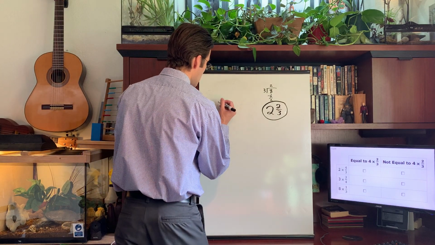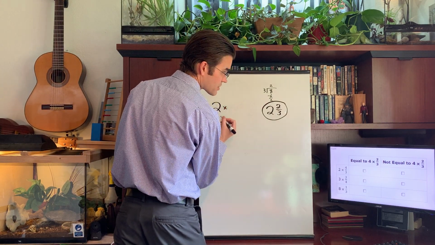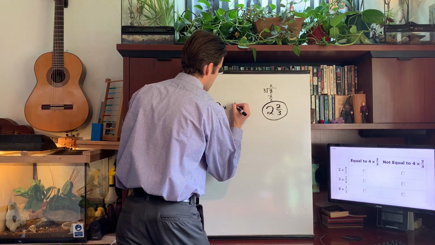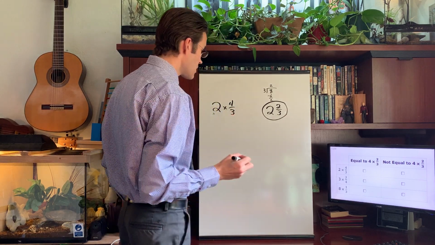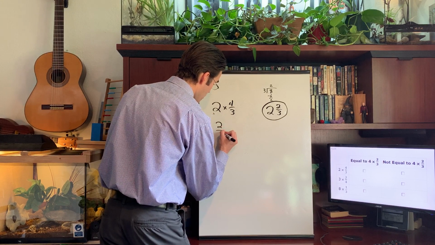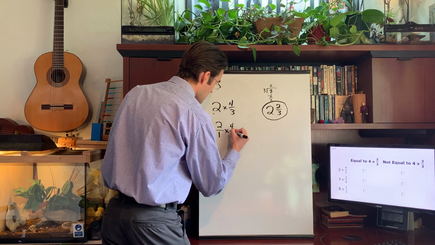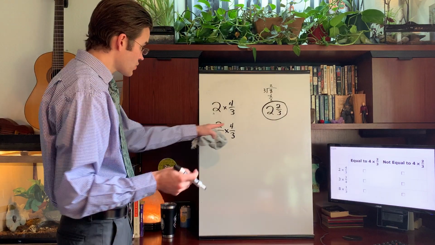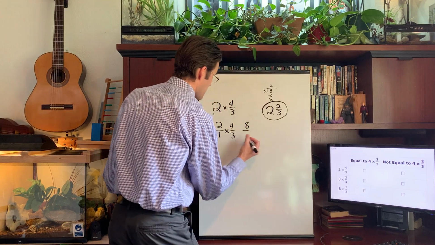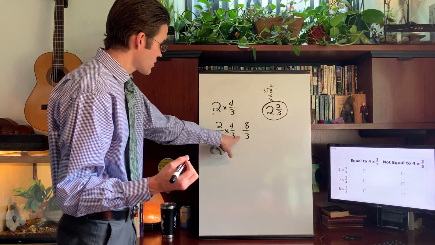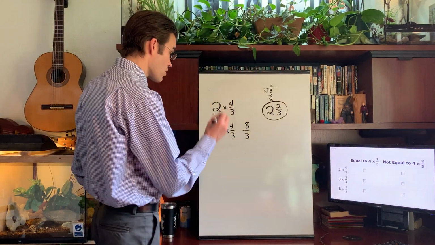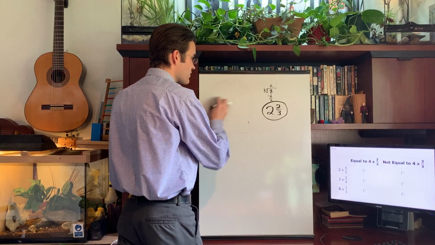So 2 times 4/3. 2 times 4/3. Here we go. Now, let's turn this into a fraction. So it's going to be 2 over 1 times 4/3. So 2 times 4 is 8. 3 times 1 is 3. Hey, look, it's the exact same. So this one here is equal. Okay, so see how we did that? We didn't even have to finish the problem.